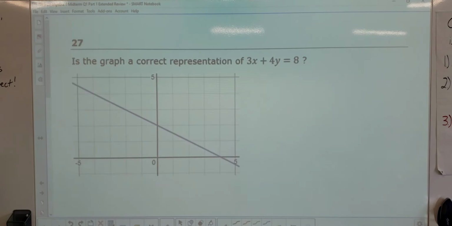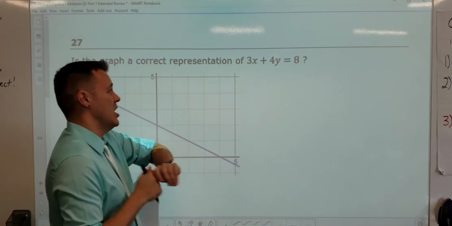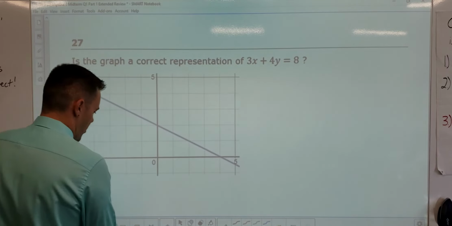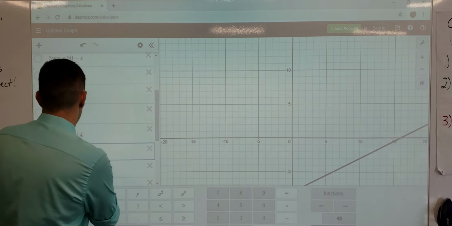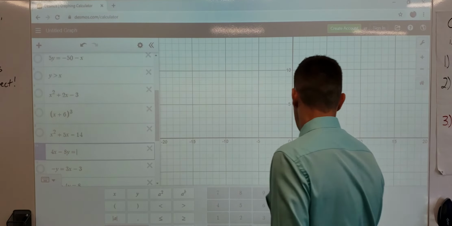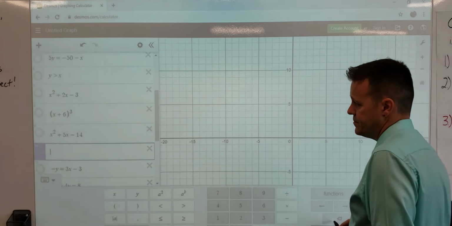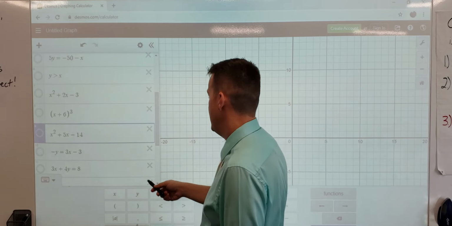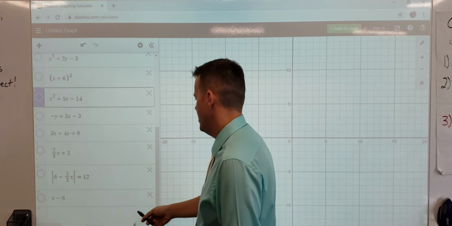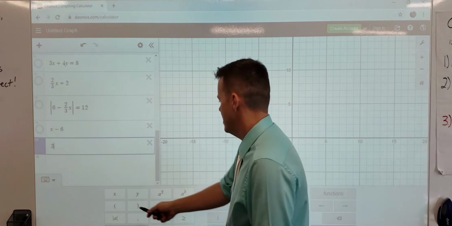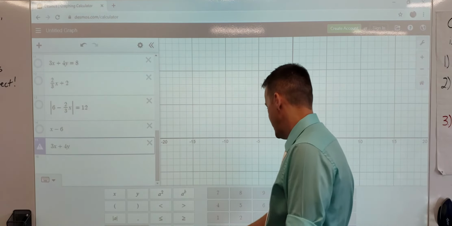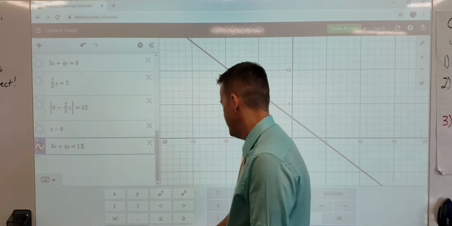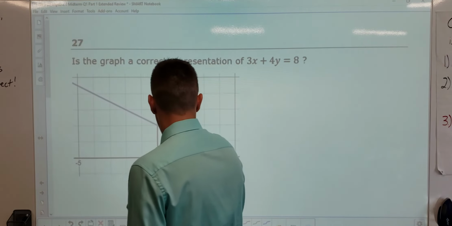Simple enough. Not too difficult. Read a graph. What is the graph a correct representation of? So you put 3x plus 4y equals 8. So in here, let me change this up because I did not put this in. All right, so it would be 3x plus 4y, and I believe I said equals 12. Let me make sure that's right. Oh, nope, equals 8.